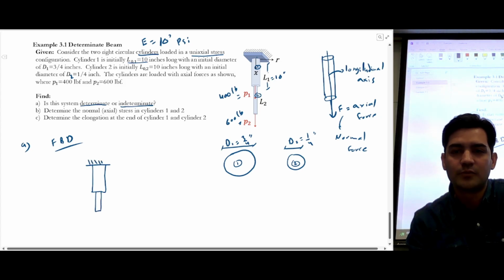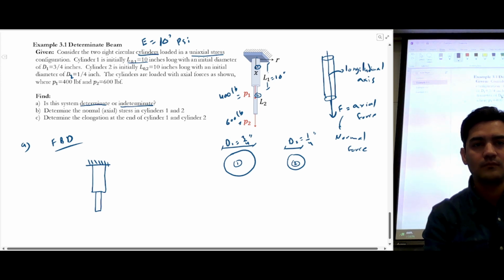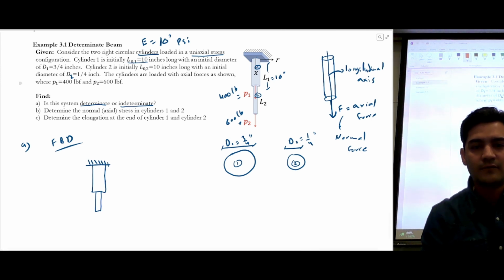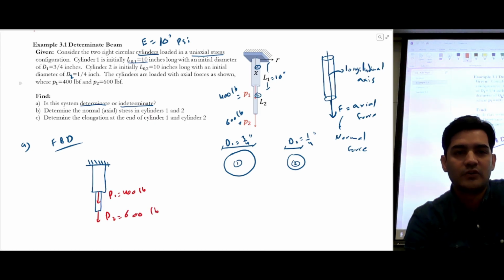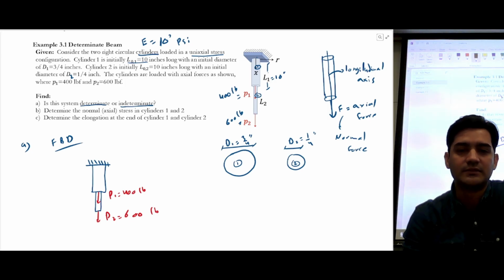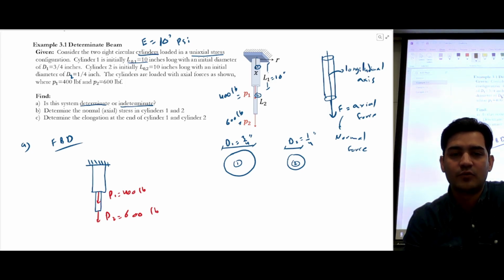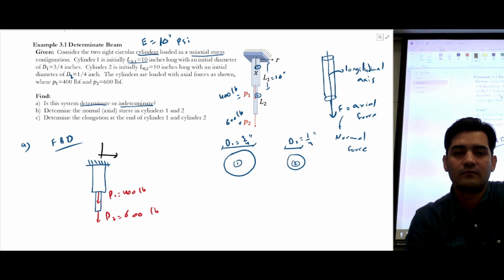So this is a fixed support. And you have two loads. One load is P1, which is equal to 400 pounds. Another load is P2, which is 600 pounds. Because of these, you will have reactions. It's a fixed support, so you will have three reactions, right?